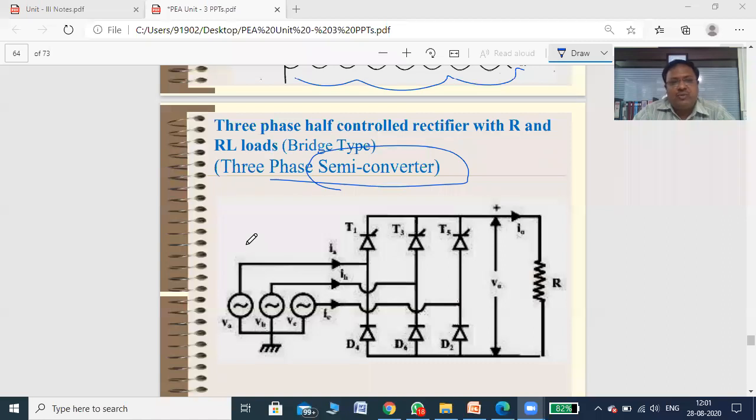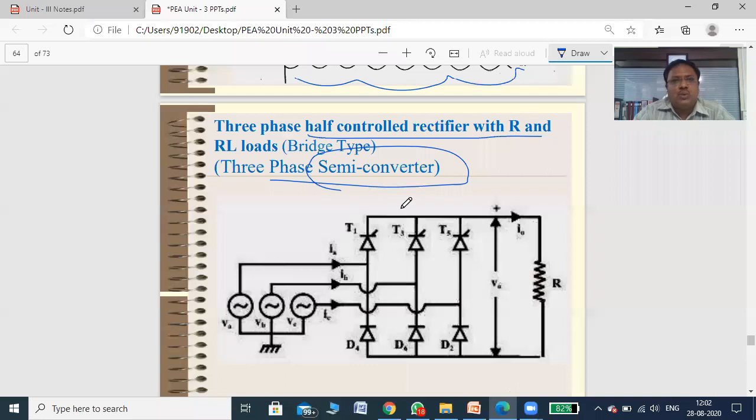So anyone from your class try to explain the three-phase semi-converter or three-phase half-controlled converter. Okay. So no one is ready to explain.